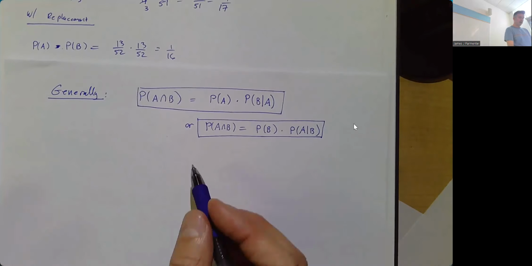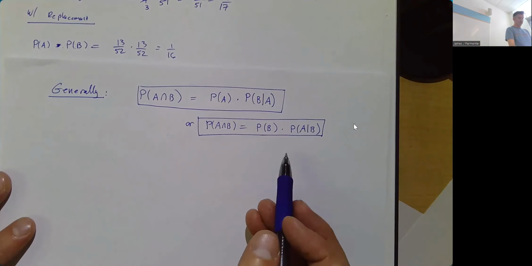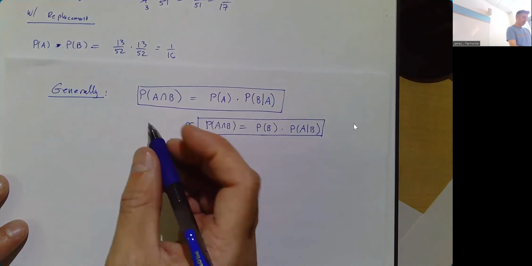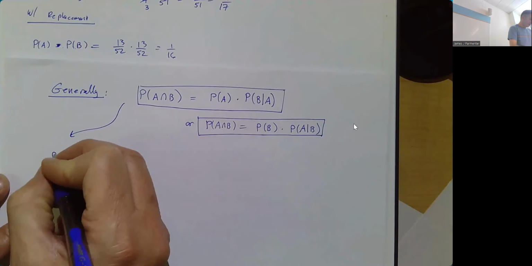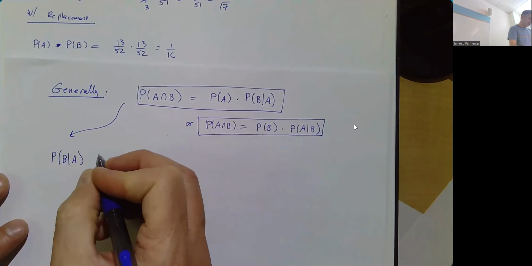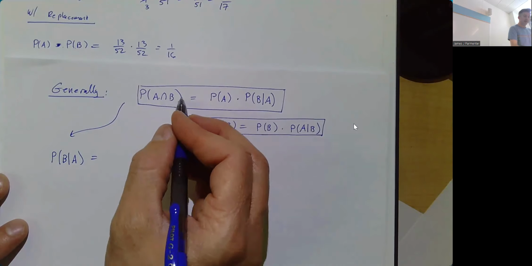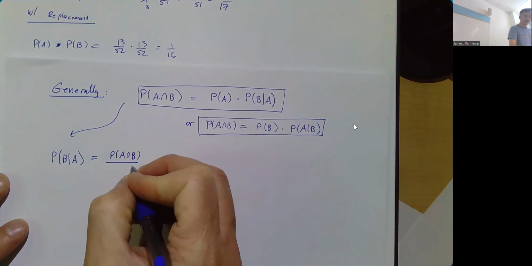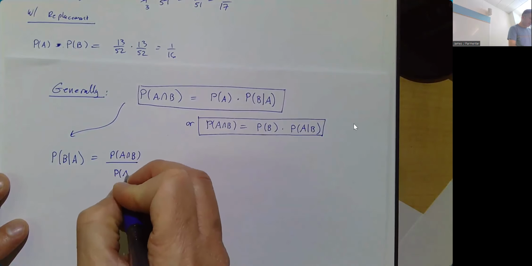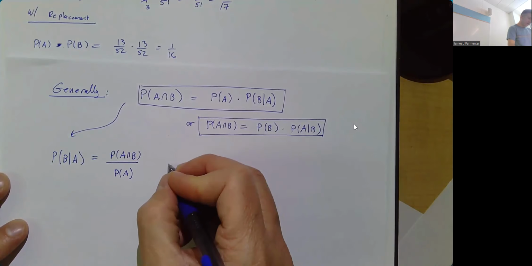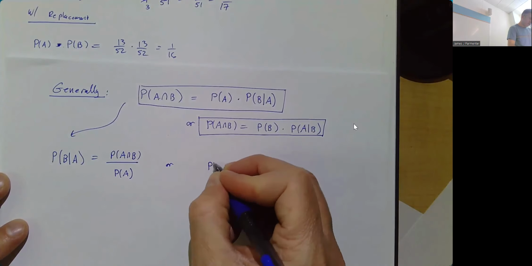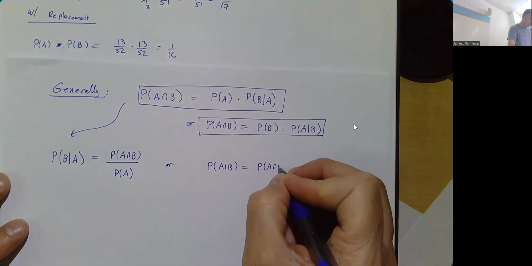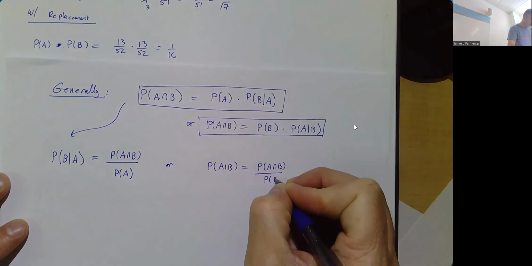And then finally, the formula that I actually remember from both of these is if you solve either one of these for the conditional probability, you're going to get that the probability of B given A is equal to the probability of A intersect B divided by the probability of A. And similarly, the probability of A given B is equal to the probability of A and B divided by the probability of B.